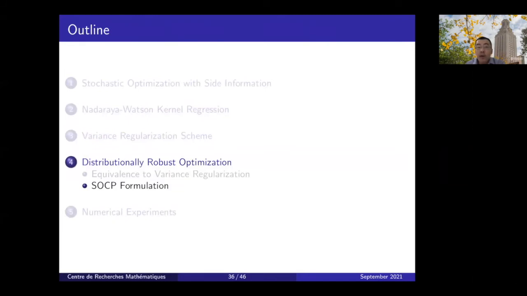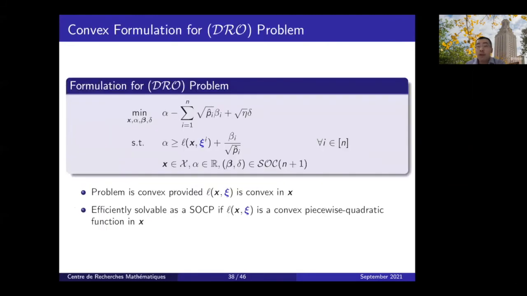And finally, we derive a tractable reformulation for the distribution robust model. Given here, the reformulation constitutes a second-order cone program when the loss function is a convex piecewise quadratic function in X.